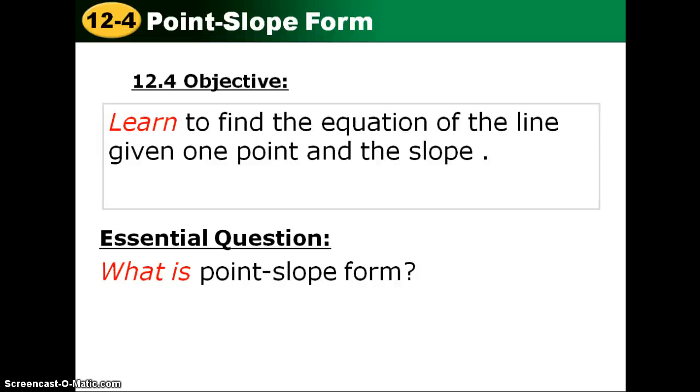Chapter 12, Section 4. Objective: learn to find the equation of the line given one point and the slope. And our essential question: what is point-slope form?